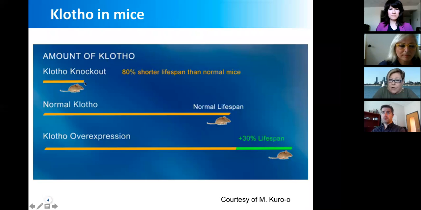The Klotho knockout, as I mentioned, has an 80% shorter lifespan than normal mice. Here is the normal lifespan of the mouse. On the other hand, with Klotho overexpression, the mice live 3 years instead of 2 years. So there is a 30% increase in lifespan. So having more Klotho, and it's only 50% more Klotho, not a lot more, can prolong lifespan. And also health span, which is very, very important.